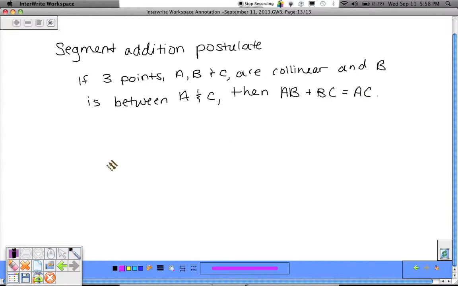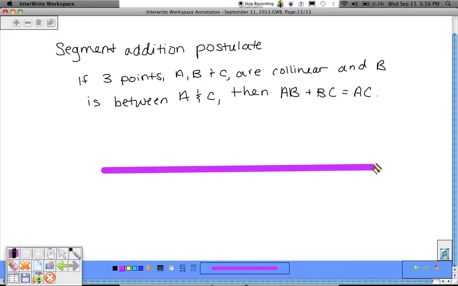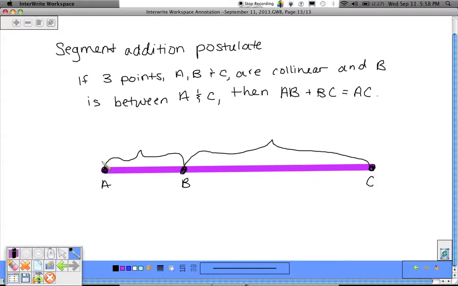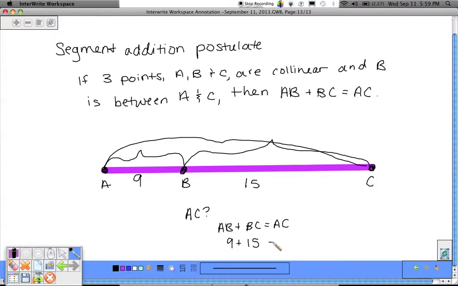So this might make more sense if we draw it out. Let's draw a little segment here, and we're going to put 3 points: point A, point B, and point C over here. All this is saying is this plus this equals the whole thing, right? Kind of common sense. So an example might be if this is 9 and this is 15, what would AC be? Well, we know that AB plus BC equals AC. So 9 plus 15 equals AC. So AC must equal 24.